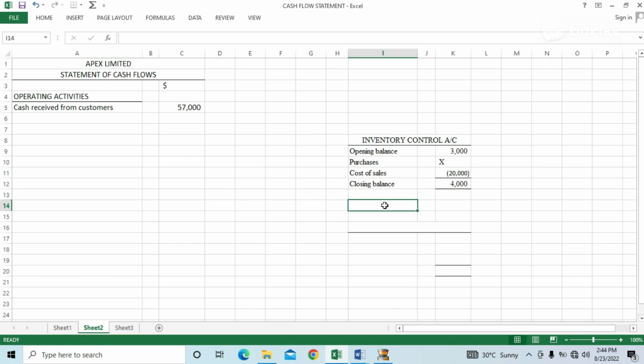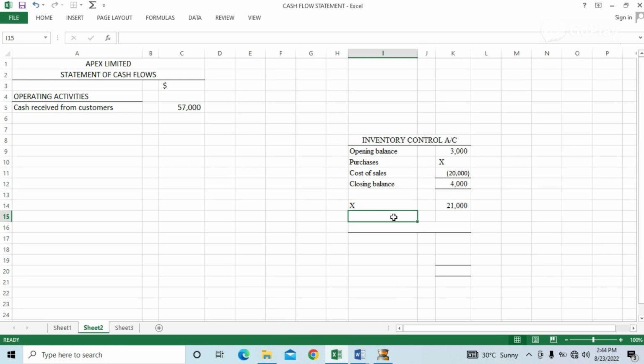So how do we find the unknown figure, which is X? So in this case, it will be 3,000 plus X minus 20,000 equal 4,000. Now, by solving the unknown using my calculator, we can find that the firm purchased inventory of 21,000. So it means during the year 2020 they purchased 21,000 of inventory.